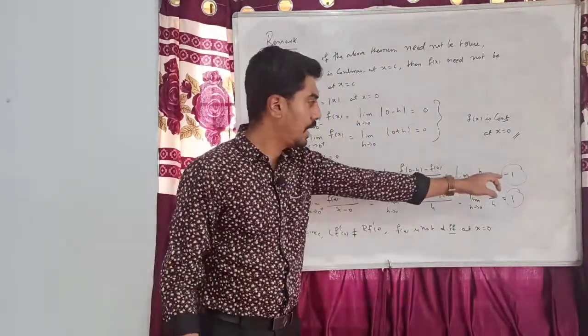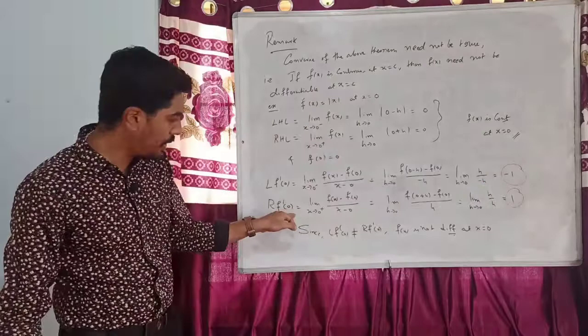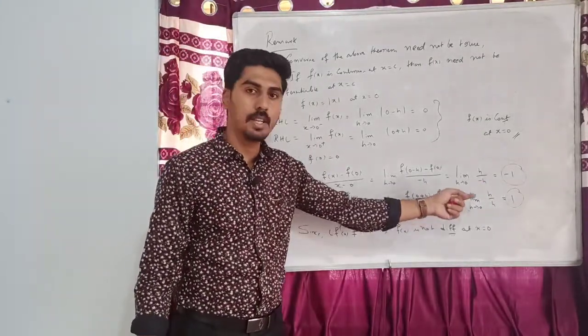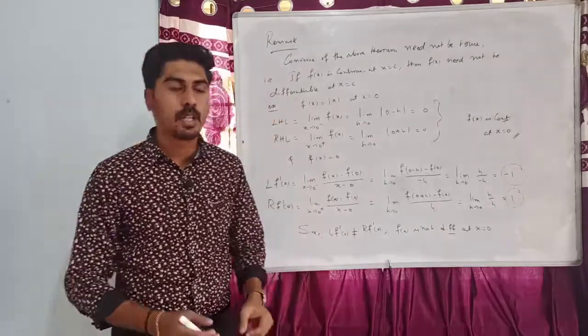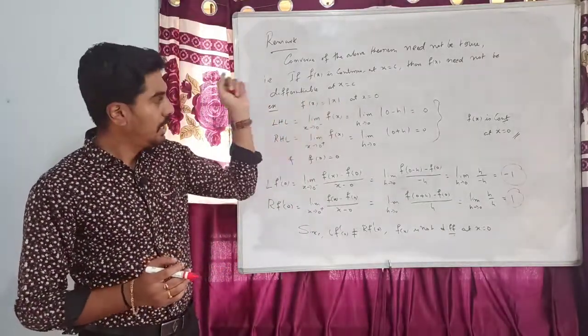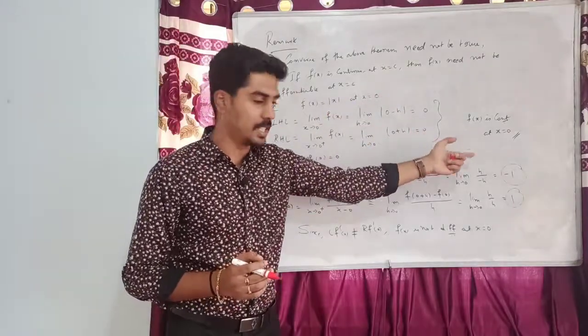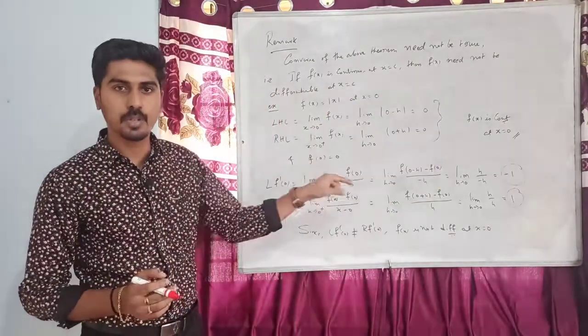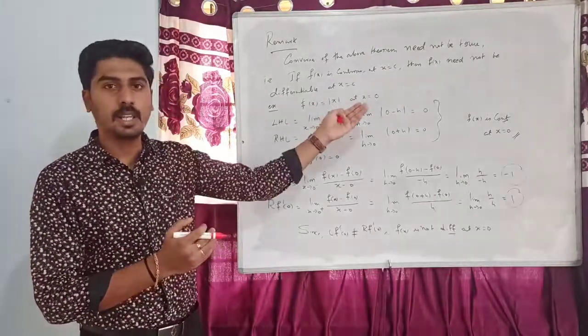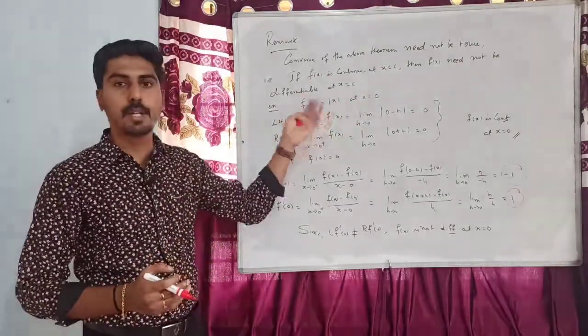Since left hand derivative is not equal to right hand derivative, f of x is not differentiable at x equal to 0. Though the function f of x equal to mod x is continuous at x equal to 0, it is not differentiable at x equal to 0. Therefore, if a function is continuous at x equal to c, then it need not be differentiable at x equal to c.